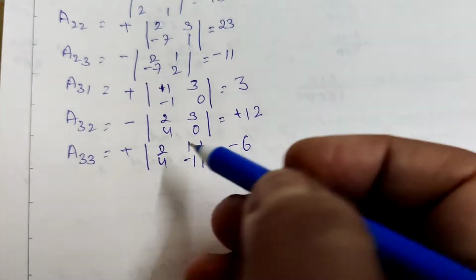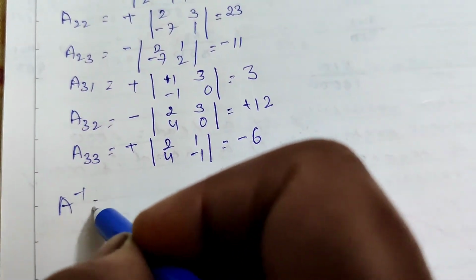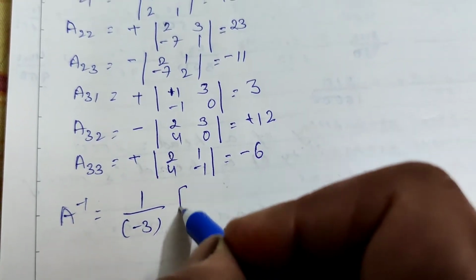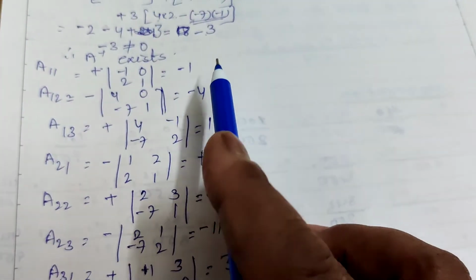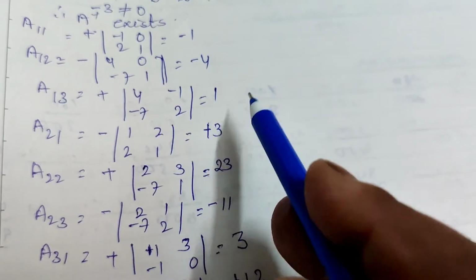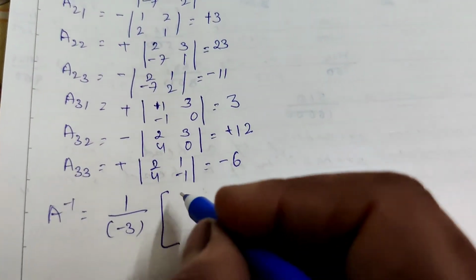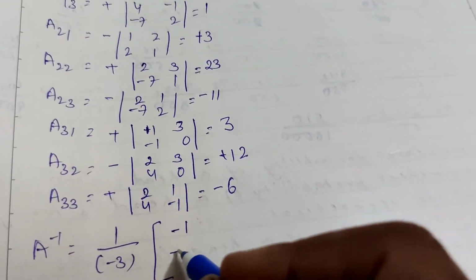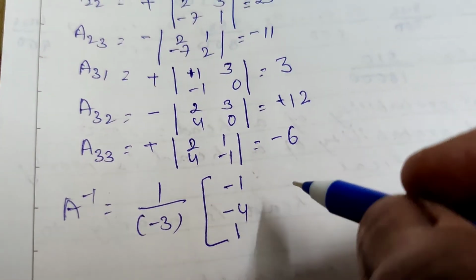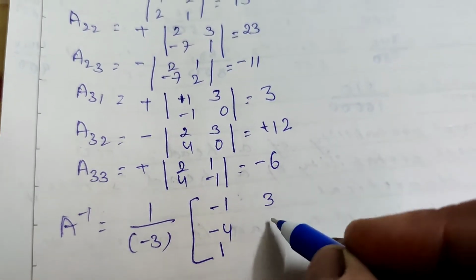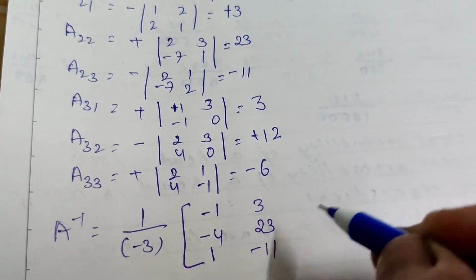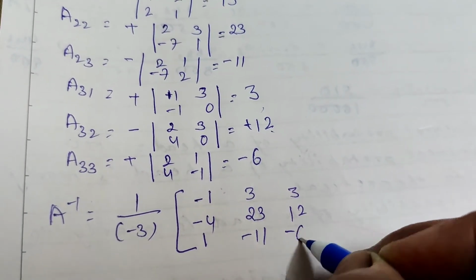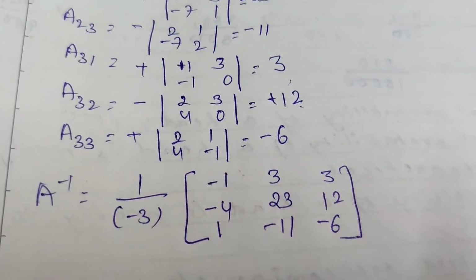Now the inverse. 1 by minus 3, and the adjoint is minus 1, minus 4, 1, 2, 1, 3, 23, minus 11, and 3, 12, minus 6. This is the A inverse.